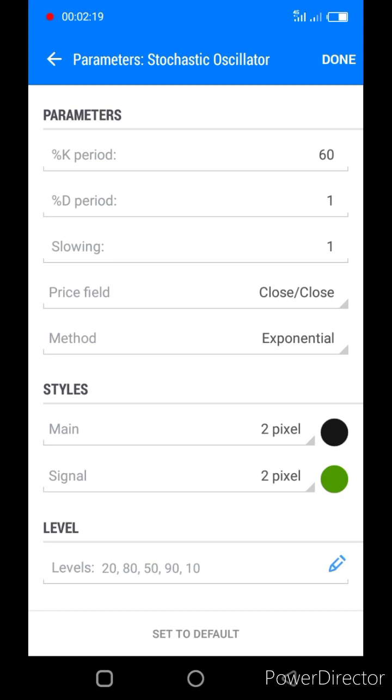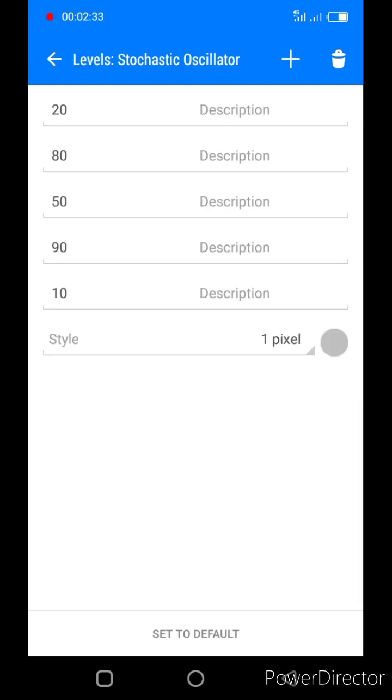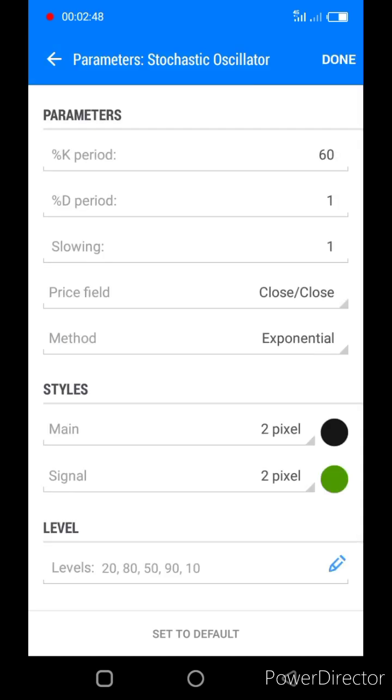Here is the setup. You have 60, 1, close, price field is close and close. The method is exponential, use any color you like and 1 pixel. Then you have this on the levels. You can use 90, 10, and 50, but I put everything. I put 20, 80 at the overbought, oversold zone. Then when you are done, you go back and you click done.